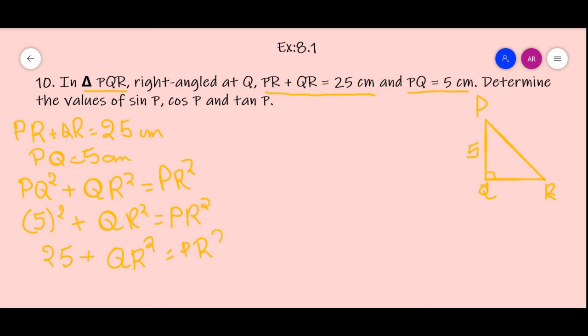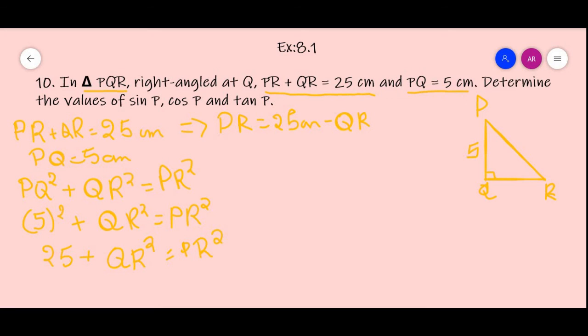No change there. Okay, now we could simplify it further if we do something very sneaky. In the question we have been given that PR plus QR is equal to 25. So in order to find out the value of PR, what can you do? If we take this QR from the left hand side to the right hand side, it's going to become PR is equal to 25 centimeters minus QR, isn't it? We can write it in that form. Nothing wrong, right? We just moved it from the left hand side to the right hand side.